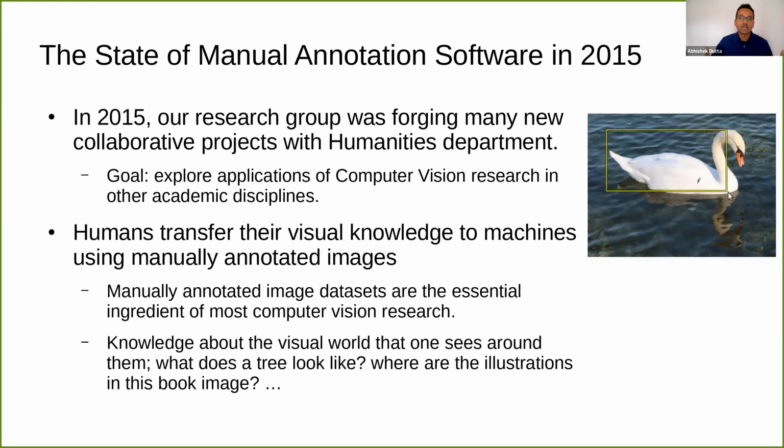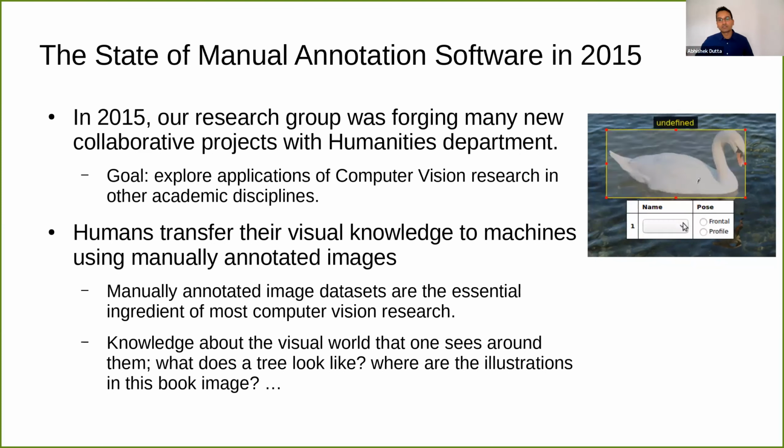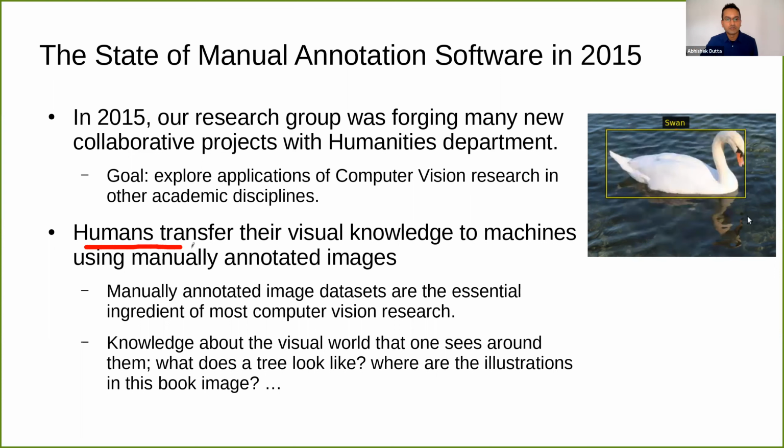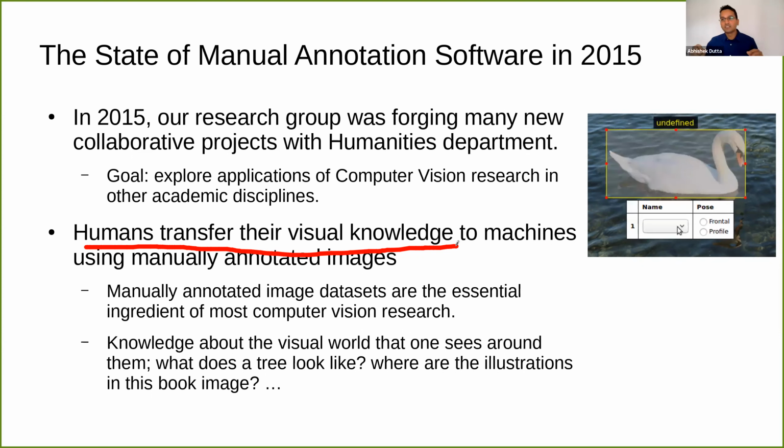In 2015, our lab was forging a new collaboration with the Department of Humanities, and they were doing a computer vision project where humanities students had to annotate a set of images. Basically, a manual annotation software is a way for humans to transfer their knowledge about the world to machines. That is how I see it. A human says, this is a swan, and that's what the machine learns, how a swan looks like.